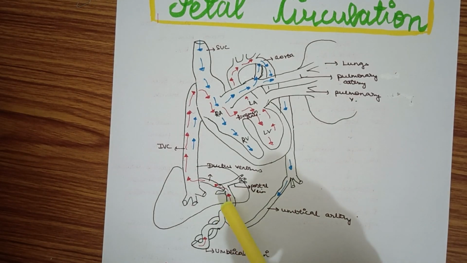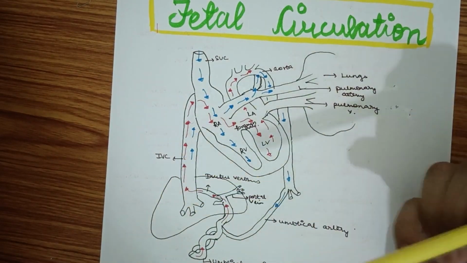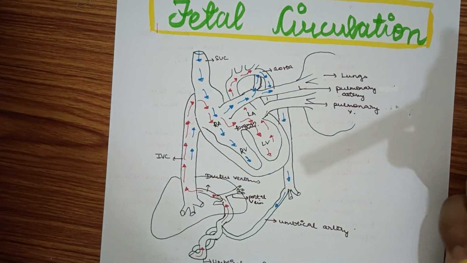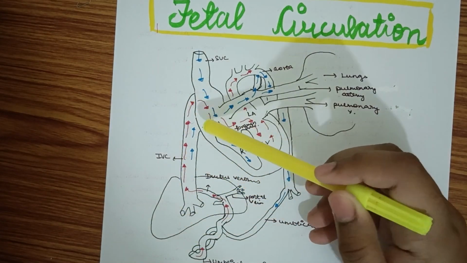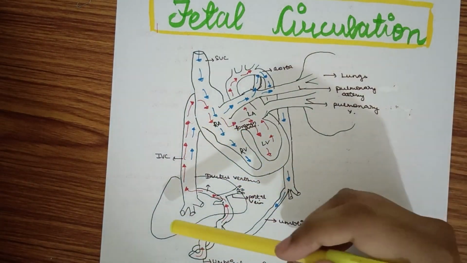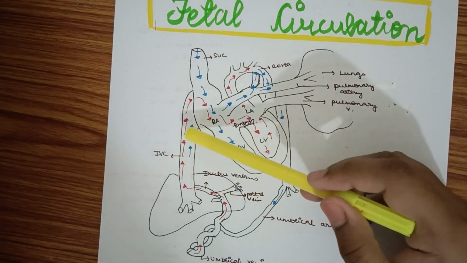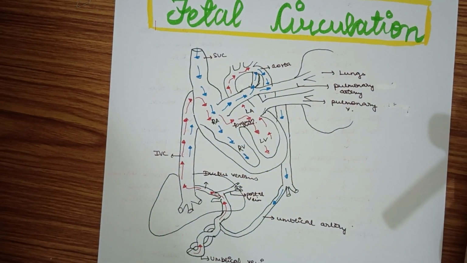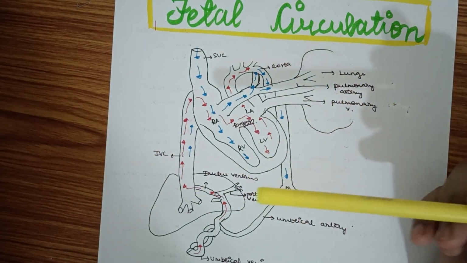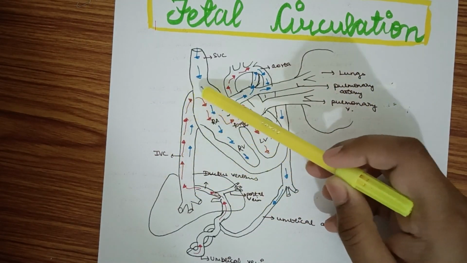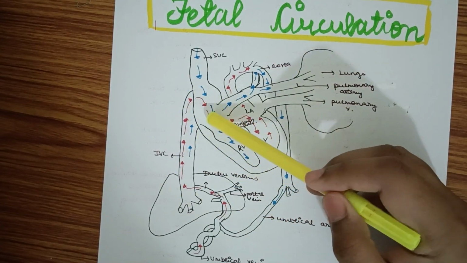So this oxygenated blood, as you can see here, is now going into the inferior vena cava, and via this inferior vena cava it reaches the right atrium. Apart from this oxygenated blood, there's also deoxygenated blood from the lower extremities and the kidneys, which will be received by the inferior vena cava. So this is denoted by blue. Both this oxygenated and deoxygenated blood will reach the right atrium.